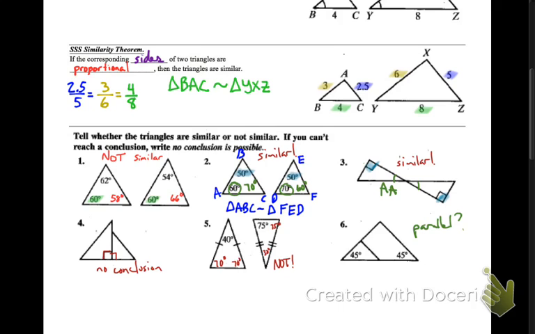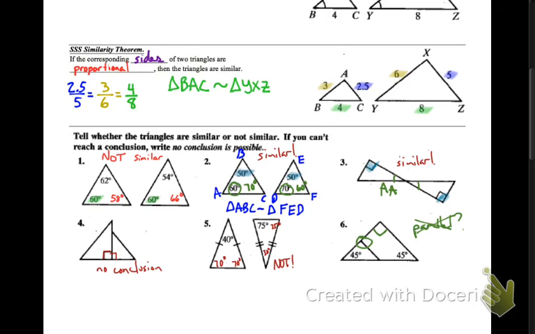Number 4, hopefully you saw there's no conclusion, that we only know that one angle is congruent. We don't know anything about the sides. On number 5, they are not. Those angles are not congruent. Number 6, we have one pair of congruent angles between the little triangle and the big triangle. Are those parallel? That would help us to know we have another. Oh, no, they're not parallel.